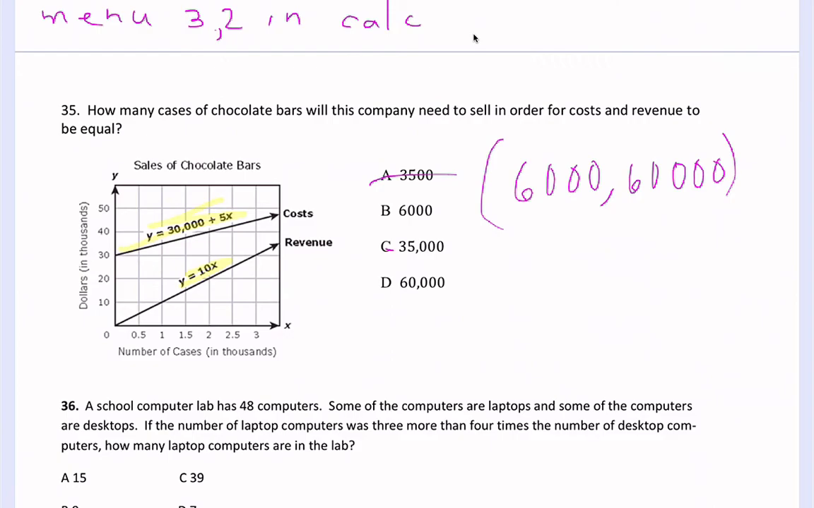I know it's not A or C, but B and D are both options, so I need to figure out how do I know which one's which? Well, read the question. It says, how many cases of chocolate? So it's asking how many cases of chocolate. So look at your X and your Y axis. This X is the number of cases, Y is the dollars. So if it's asking for the number of cases of chocolate, that's this guy, which is the X.